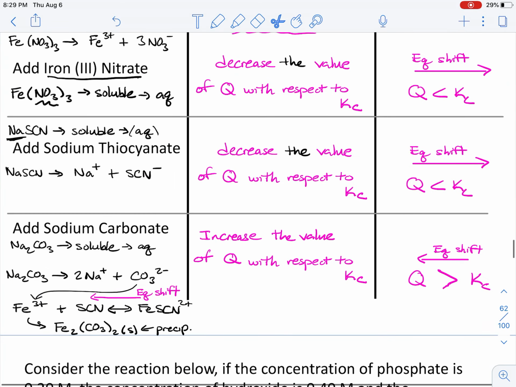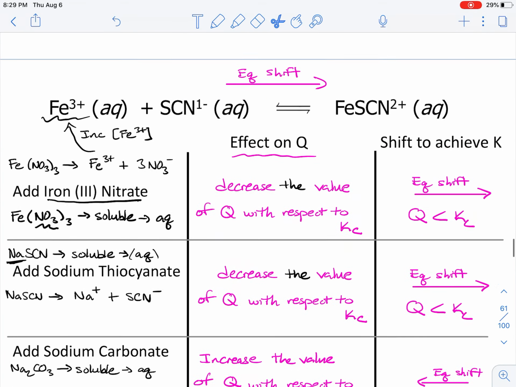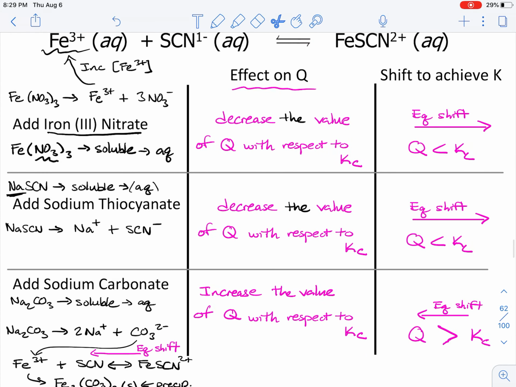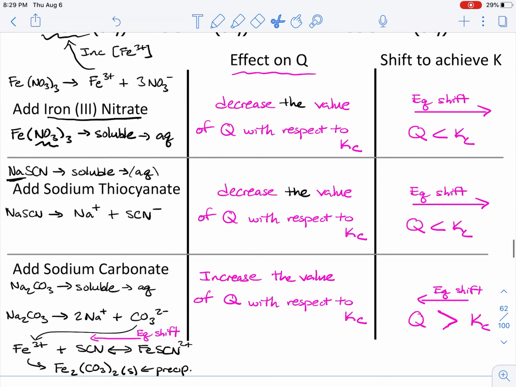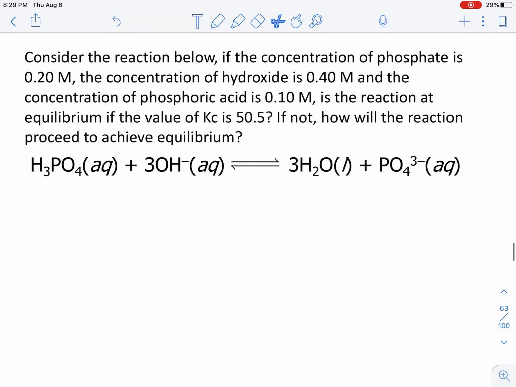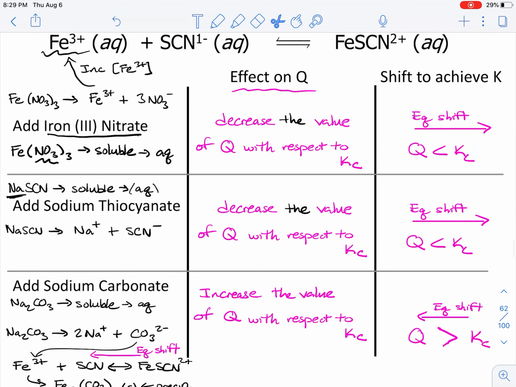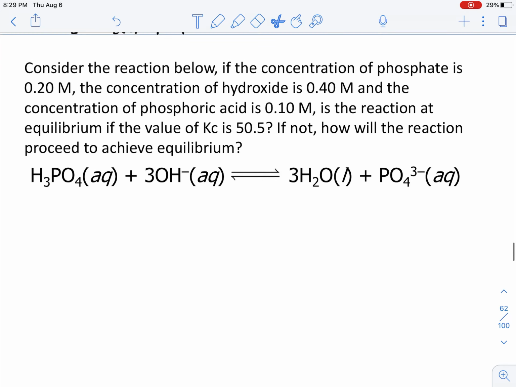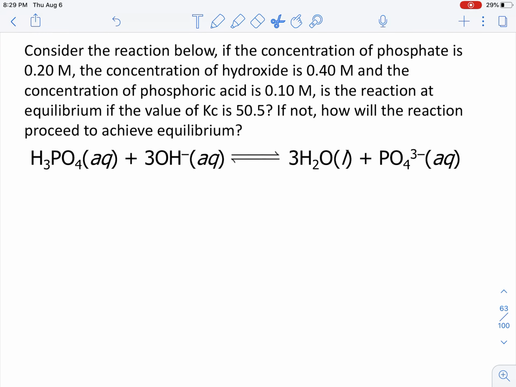Okay. And so this is how we can apply the concept of Le Chatelier's principle with respect to Q and Kc. All right, and so what else can we do with this? Instead of giving you guys this type of problem, we can also quantify the values to determine how the equilibrium will shift. And we're going to go ahead and address that by looking at this problem.